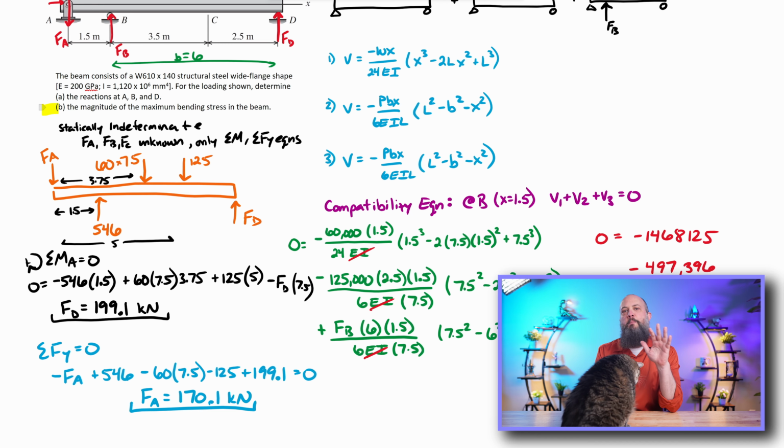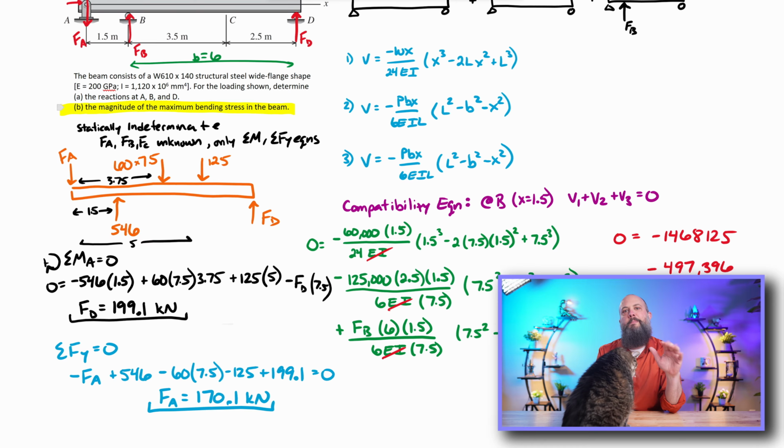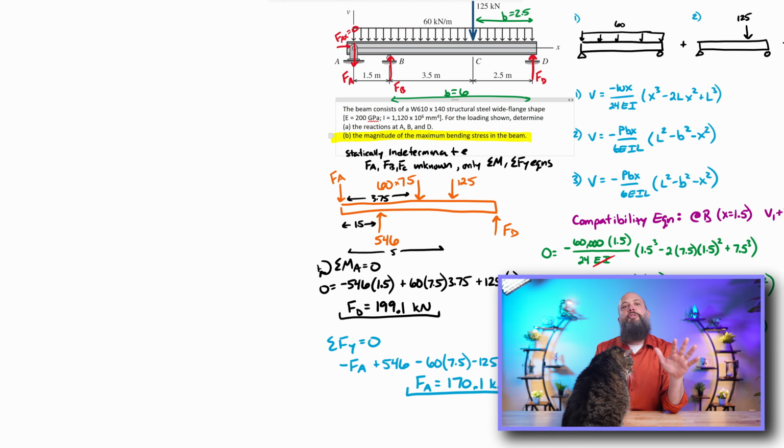All right, it's TA Serenity. Before you go celebrating us being done solving for the reaction forces, there's a second part to this problem. Find the maximum bending stress. So bending stress, this is the flexure formula: My over I equals sigma, the normal stress.